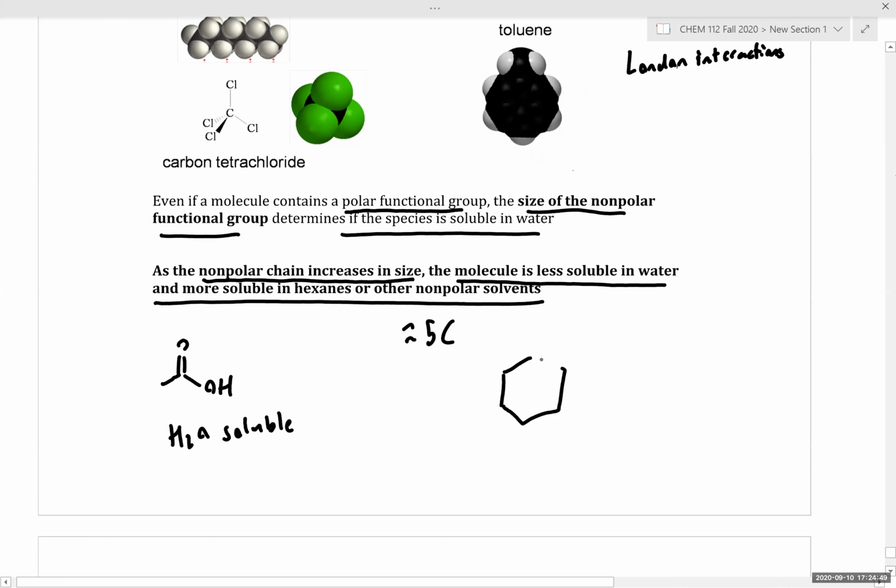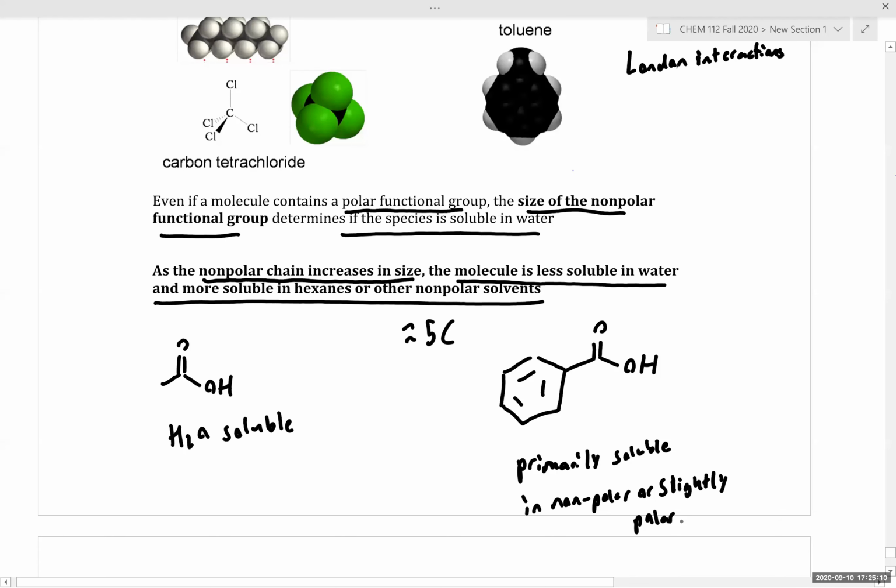So for example, the benzoic acid that we studied in the extraction lab is primarily soluble in nonpolar or slightly polar solvents, such as, for example, dichloromethane. Does that make sense to everyone? The larger our number of carbons, the larger our nonpolar region, the less water soluble our substance is.